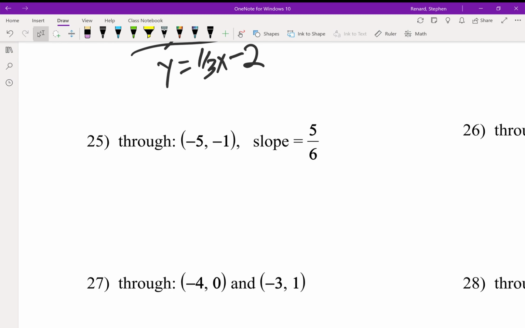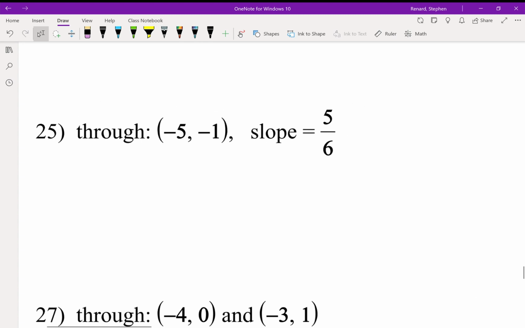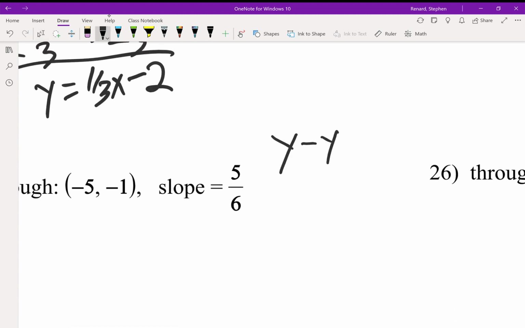Next up, we have through a point with a given slope. Now keep in mind all of these we're wanting to put in slope-intercept form. So we look at these and go, okay, how do I create a line form? If they're giving a point and a slope, we're going to use point slope. Remember, point slope is y minus y1 equals slope times x minus x1, where x1 and y1 are a point given, and m is the slope.